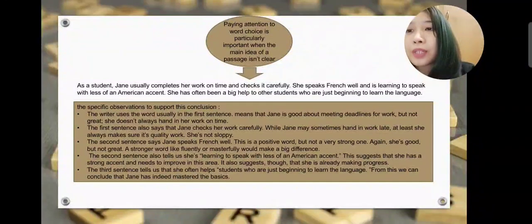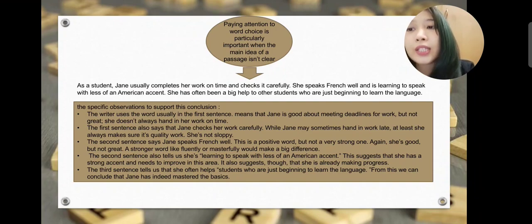The specific observations to support this conclusion. First, the writer uses the word usually in the first sentence, which means that Jane is good about meeting deadlines for work, but not great. She doesn't always hand in her work on time. Second, the first sentence also says that Jane checks her work carefully. While Jane might sometimes hand in work late, at least she always makes sure it's quality work. She is not sloppy.